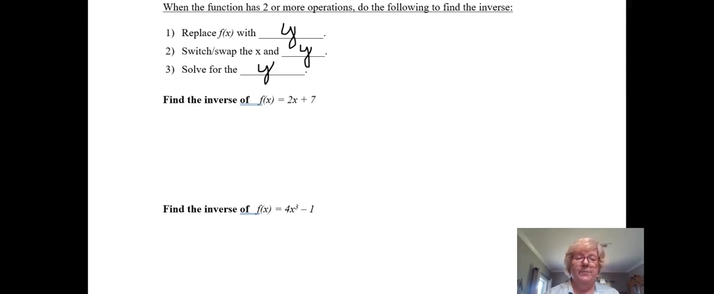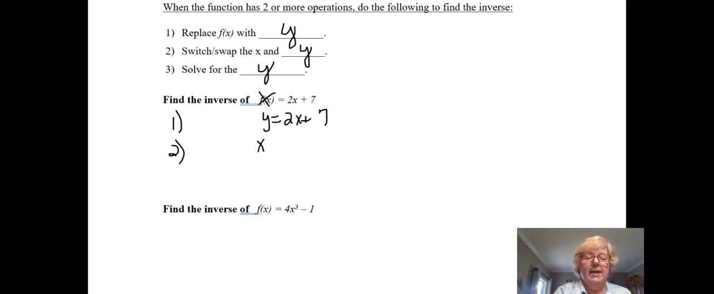Now let me demonstrate. Here in this first example, f of x equals 2x plus 7. Notice I have multiplied by 2 and added 7. So that's 2 operations. What I'm going to do first is change f of x to the y. That would be my step 1. Then step 2 is to switch the x and the y. So I'm going to rewrite the problem and just interchange the x and the y. And then last, third step, I'm going to take that and solve for the y.